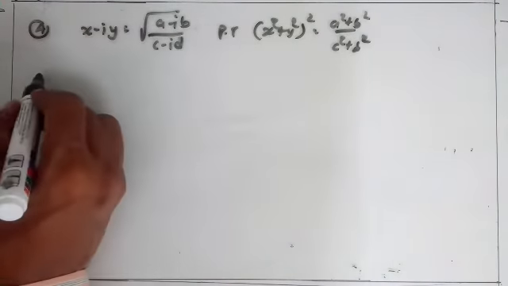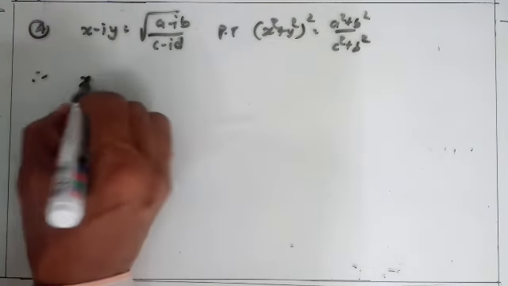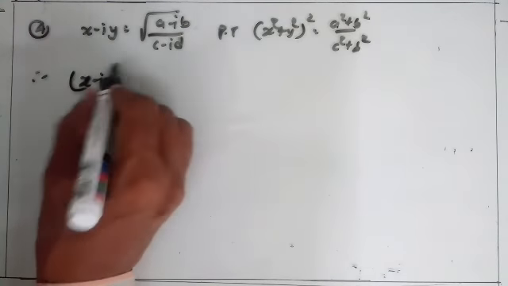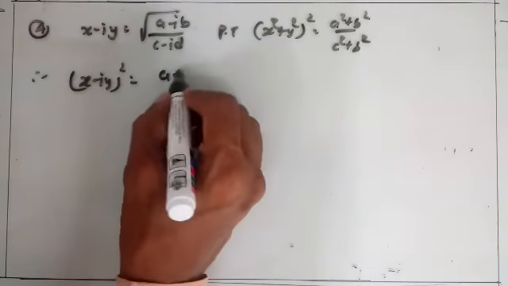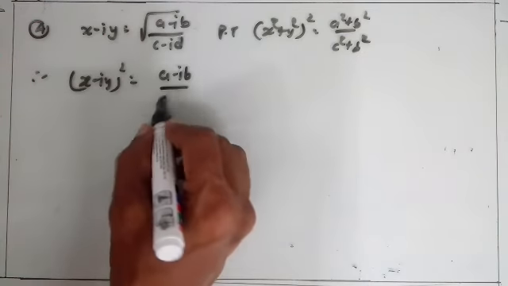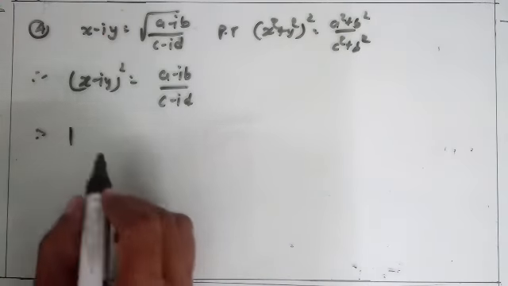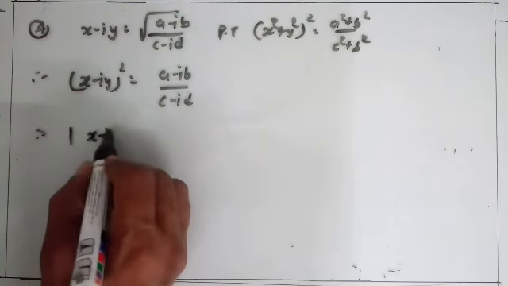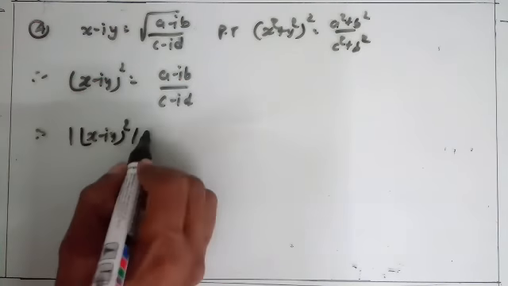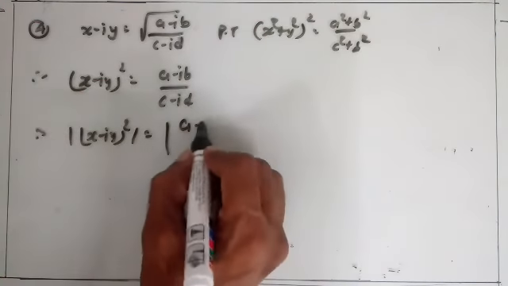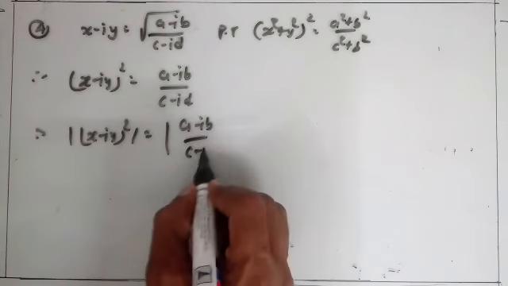First apply square on both sides. We get x minus iy whole raised to 2 is equal to a minus ib upon c minus id. Now apply magnitude on both sides. So mod of x minus iy raised to 2 is equal to mod of a minus ib upon c minus id.